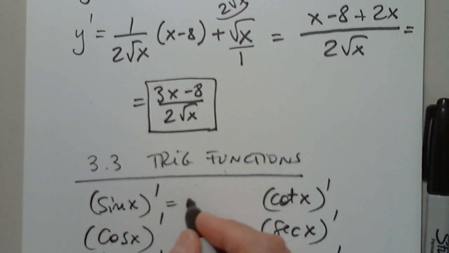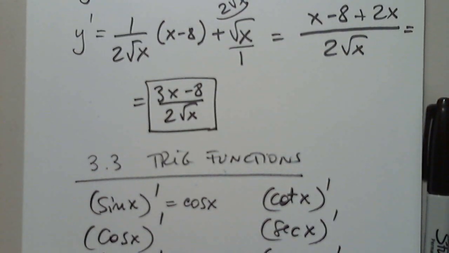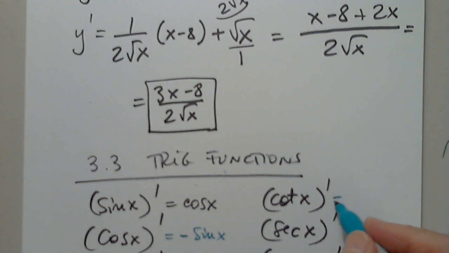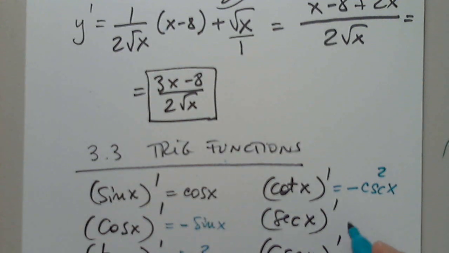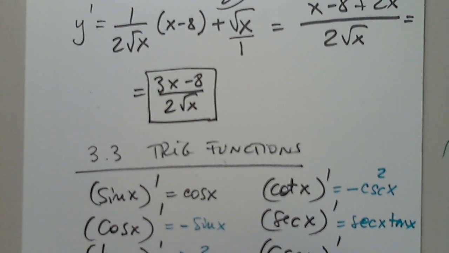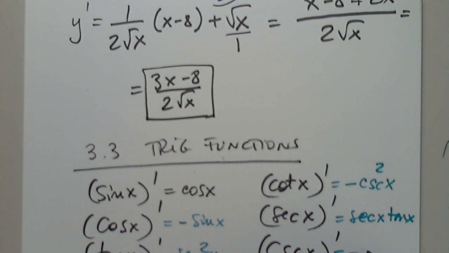So sine prime equals cosine x. Let me know if the colors I'm using are not visible or not clear. So cosine prime is negative sine x. Tangent prime is secant squared. Cotangent is negative cosecant squared. Secant is secant times tangent. And cosecant is negative cosecant cotangent.